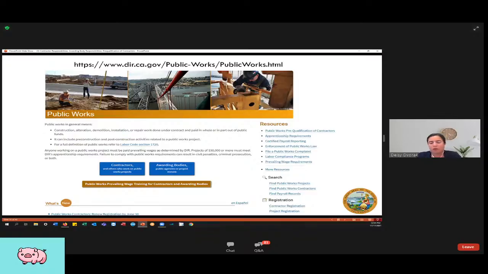Okay, so let's walk through the process of registering a project. In this slide, you will see a screenshot of our public works section on our website. You have two ways to get to the project registration section. You can either click on the blue rectangle that says awarding bodies, or you can click on the project registration link under the registration on your right-hand side. Next, please.